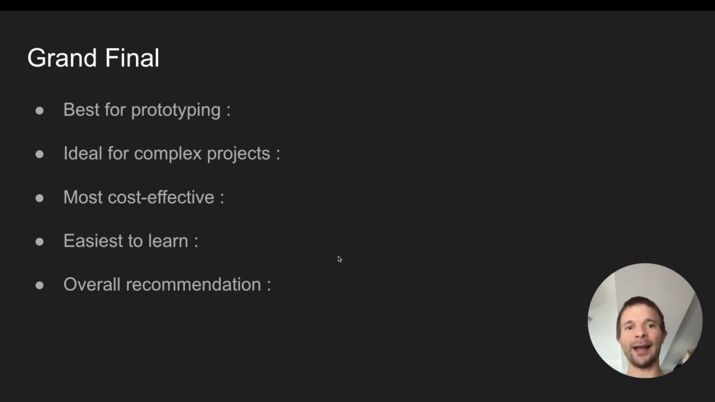So finally, to compare all of this, the winner in each category, I added 5 categories: best for prototyping, ideal for complex projects, most cost effective, easiest to learn, and overall recommendation. In each of these categories, I have a winner. So best for prototyping, I would say still is AutoGen because it is so well documented. If you are a developer, okay, with one but, if you are a developer, AutoGen is perfect for you. You will be able to prototype very fast.